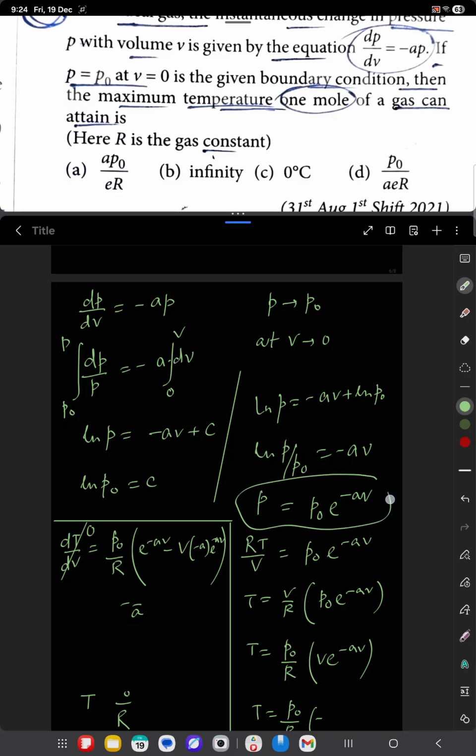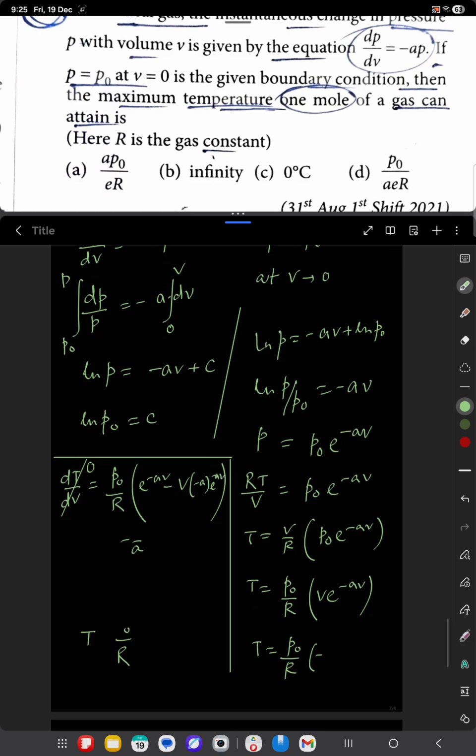From there onward, P is equal to P naught e to the minus AV. Just replace P by RT by V. So RT by V is equal to P naught e to the minus AV. From there, T is equal to V by R times P naught e to the minus AV. Then do one thing. Just differentiate it with respect to V. P naught by R e to the power minus AV. For this term, V to the power minus AV, just differentiate by the uv function.